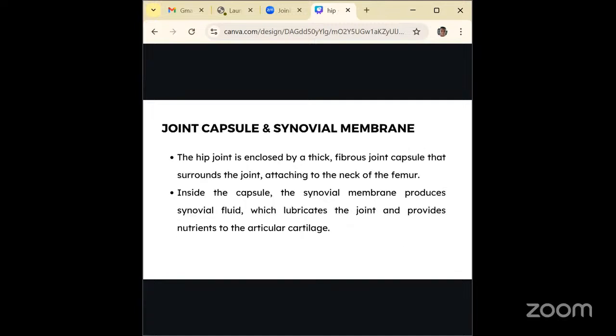Okay, so of course we know about the joint capsule. It's a fibrous joint capsule lined by the synovial membrane. And you know that within the synovial membrane, we have the synovial fluid that helps to lubricate, because the joints are consistently moving, especially the movable joints. And so the synovial fluid helps to lubricate those articulating surfaces, so that there will be less friction and movement can be seamless.